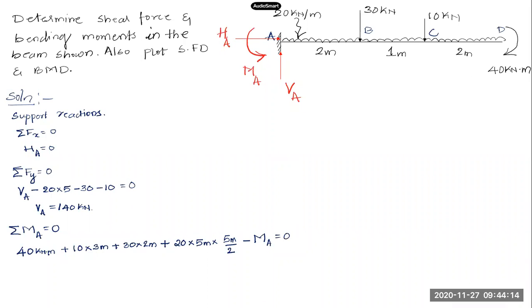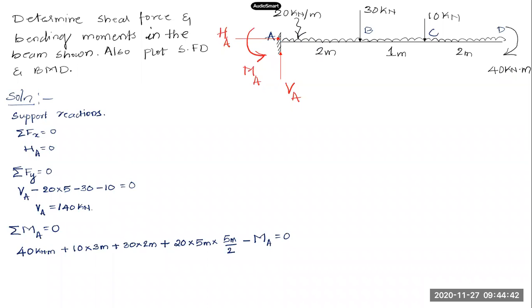I've taken the algebraic sum. I added all the moments about point A due to these loads. The direct couple will come as it is in magnitude. It is clockwise, 40 kilonewton meter. So 40 kilonewton meter plus 10 into 3 meters, because this is clockwise. And due to this 30 kilonewton load, the moment will be clockwise about point A. So plus 30 into this distance, 2 meter.